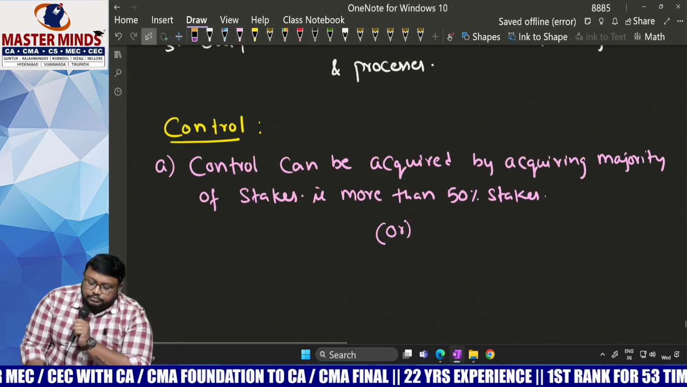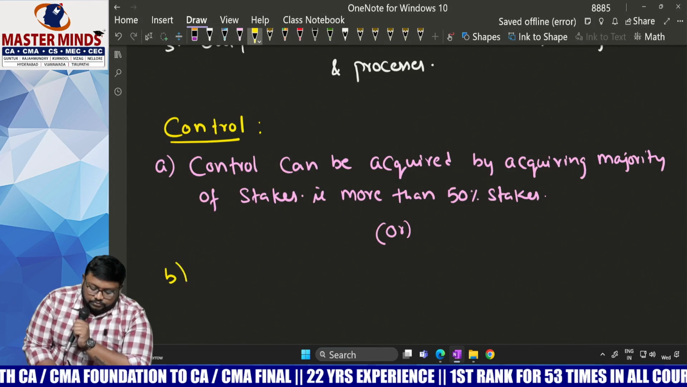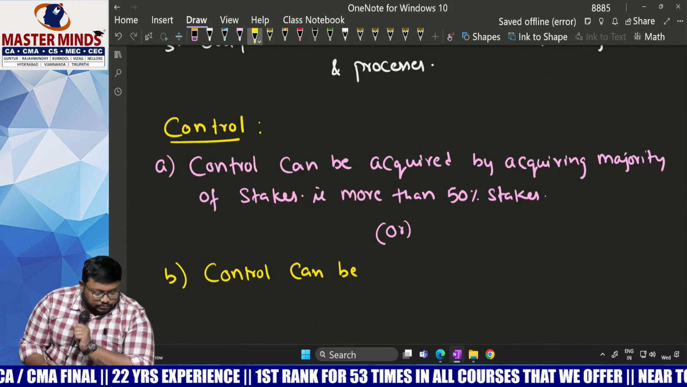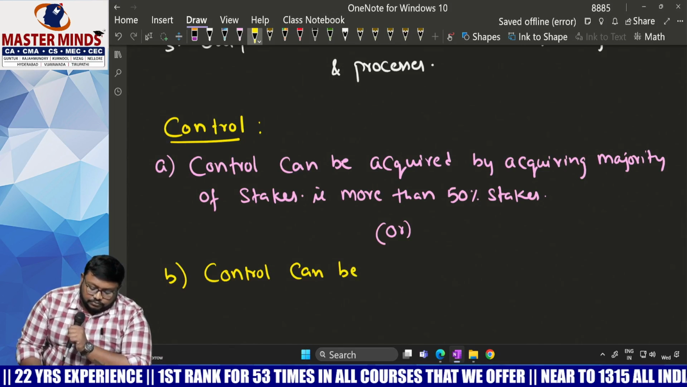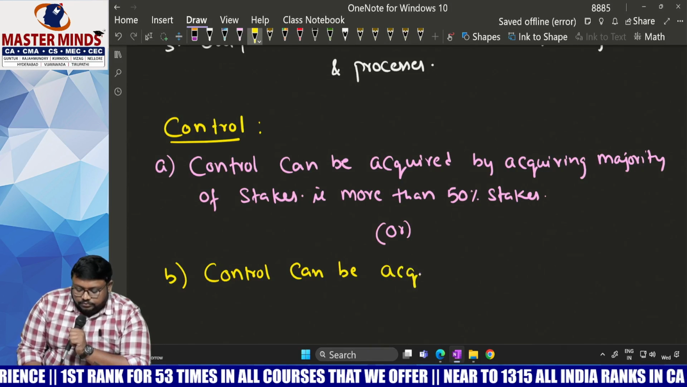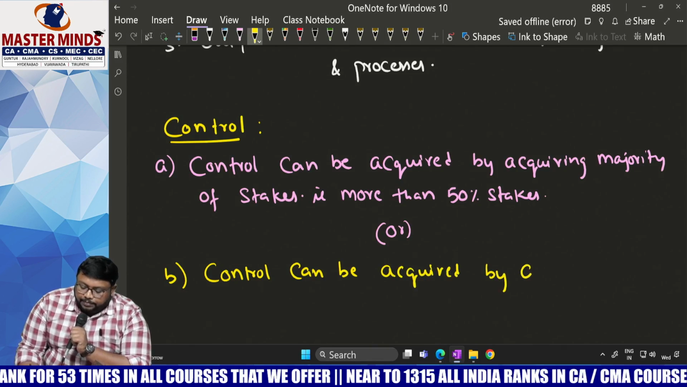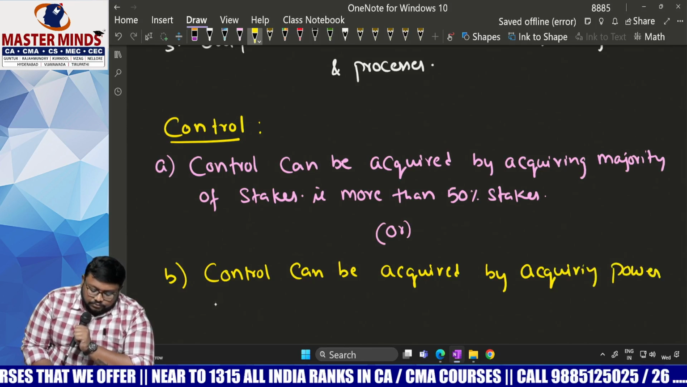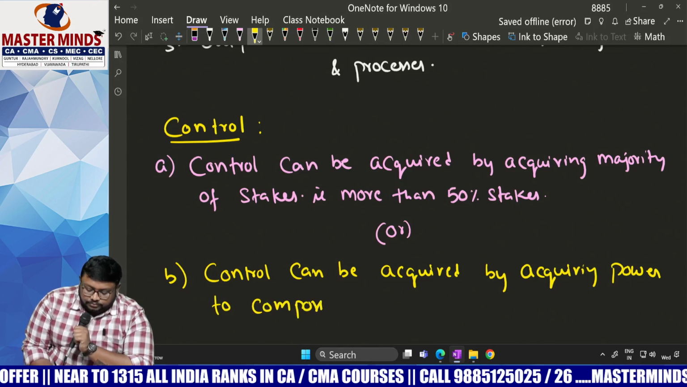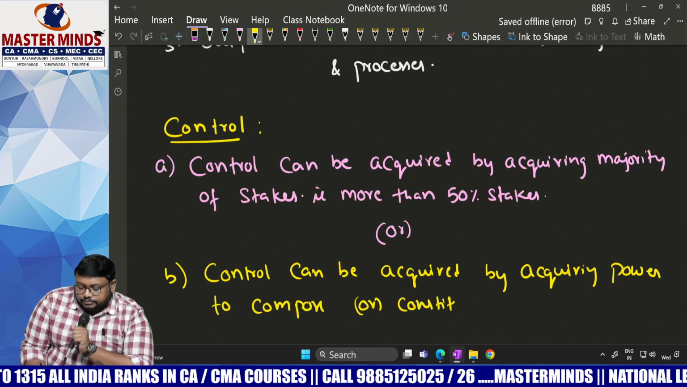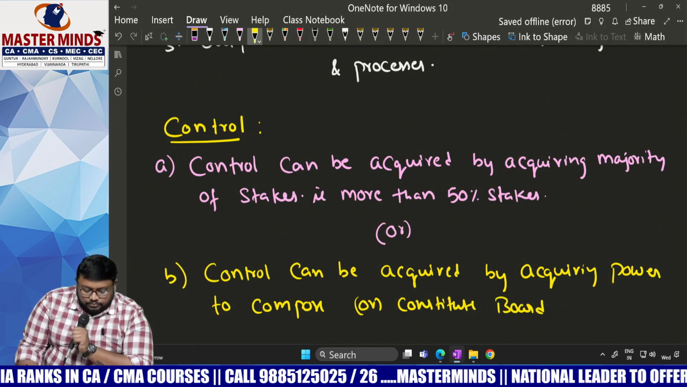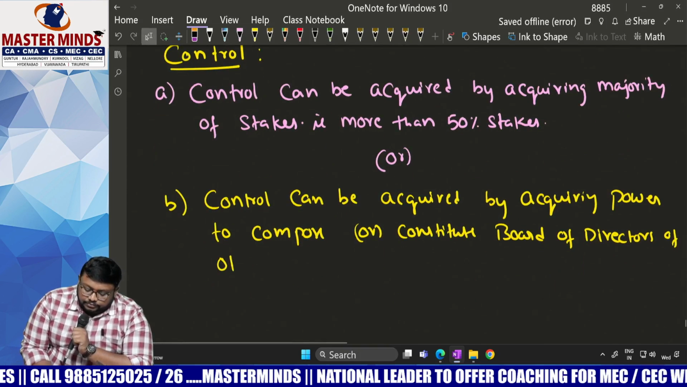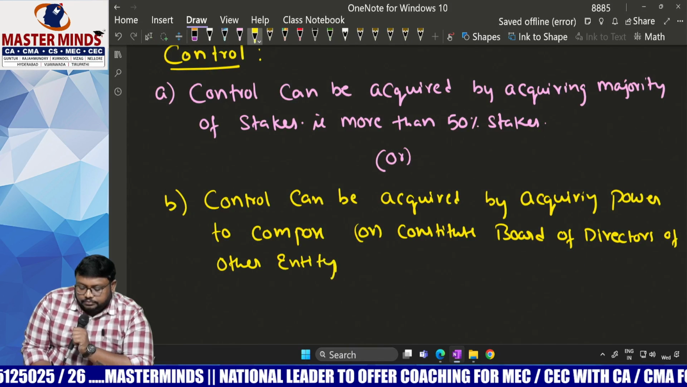Or control can be acquired by acquiring power to compose or constitute board of directors of other entity.